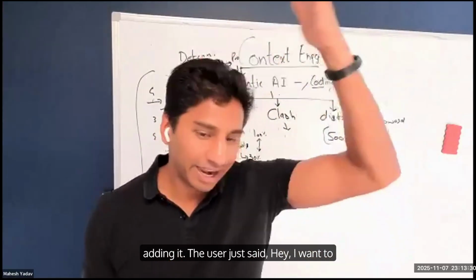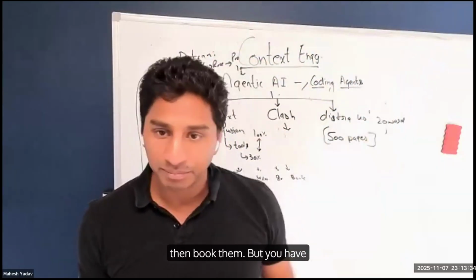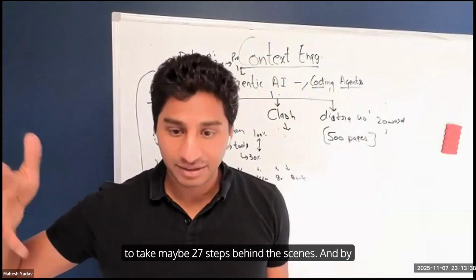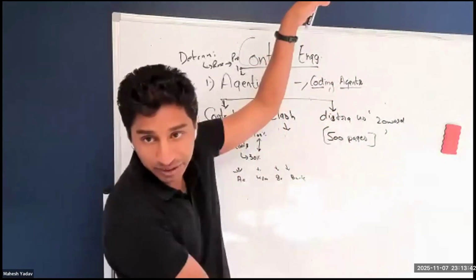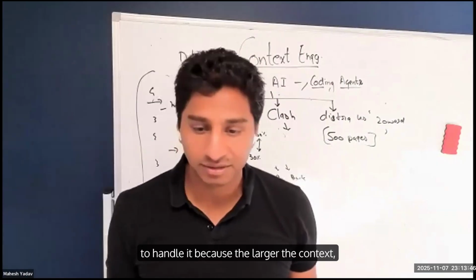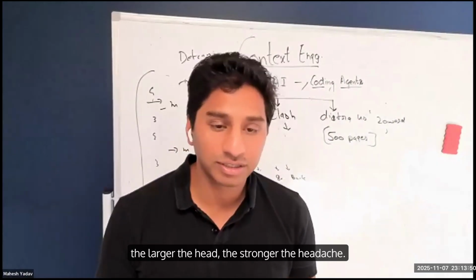The user just said, hey, I want to book tickets to Cancun. Please check how many vacation days I have and then book them. But you have to take maybe 27 steps behind the scenes. And by the time you reach the 25th step, this is just 500 pages. And now I, as an LLM, just don't know how to handle it, because the larger the context, the larger the head, the stronger the headache.